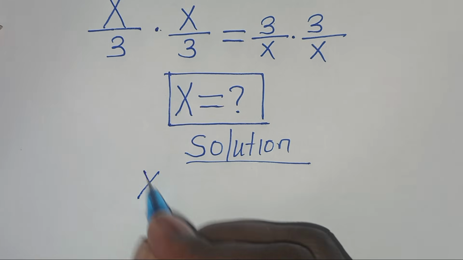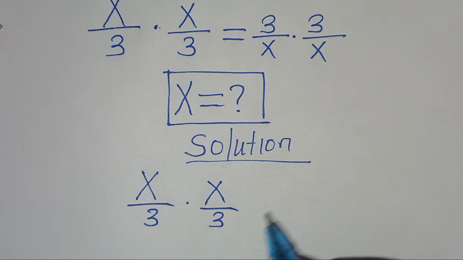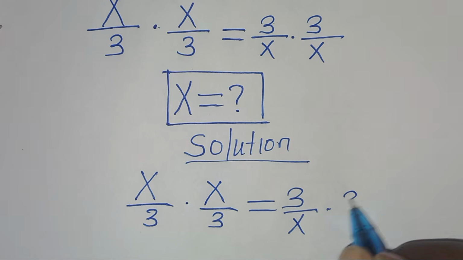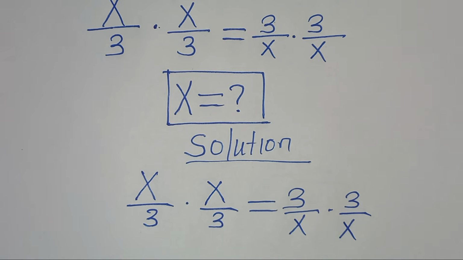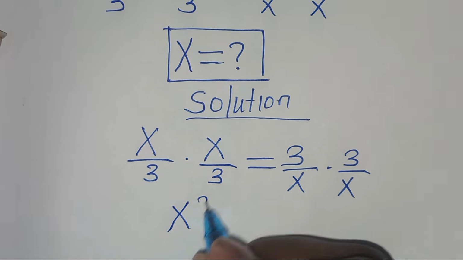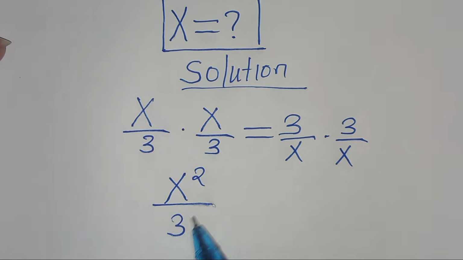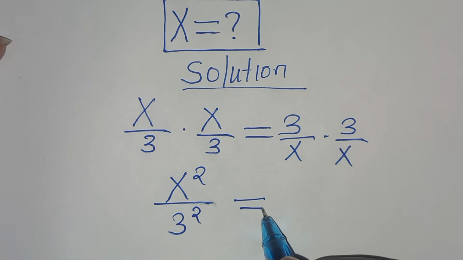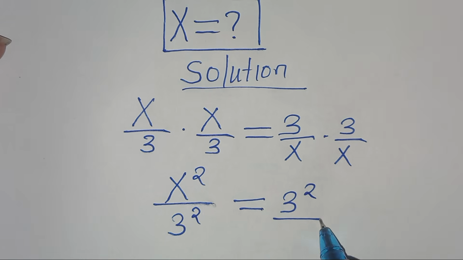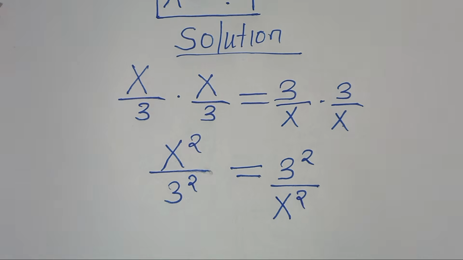So this is x over 3 times x divided by 3. This is equal to 3 divided by x times 3 divided by x. So x times x, this is x to the power of 2, divided by 3 times 3, this is 3 to the power of 2. This is equal to 3 times 3, this is 3 to the power of 2, then divided by x times x, this is x to the power of 2.